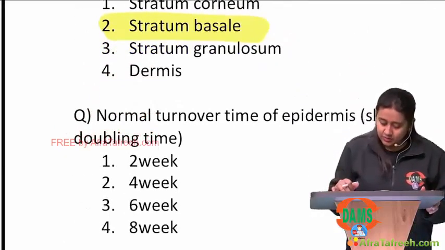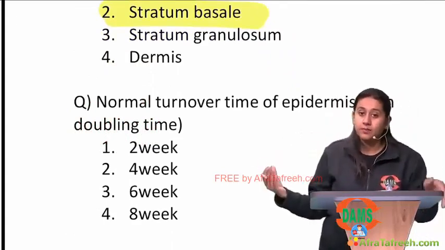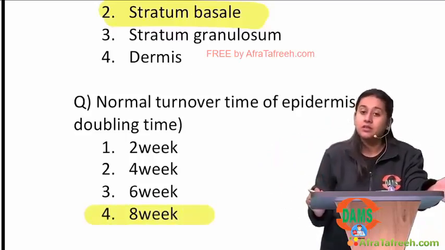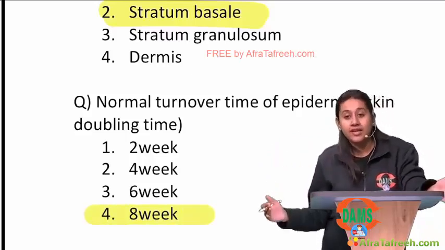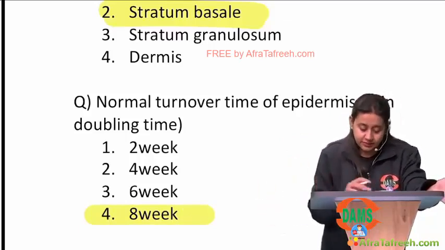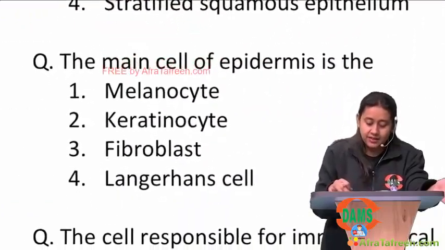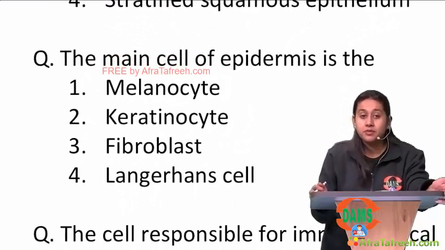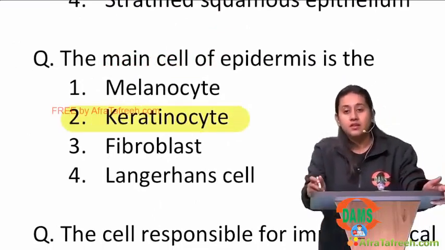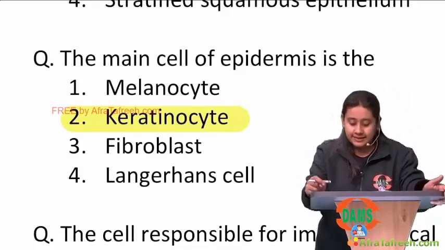The next question: what is the normal turnover time of your skin, or what is the epidermal turnover? Yes, it is 8 weeks. Again, very simple. I told you 56 to 72 days, or 52 to 72 days, is the answer. Next question: what is the main cell of your epidermis? It is the keratinocytes, which constitute 90% of the total cells.